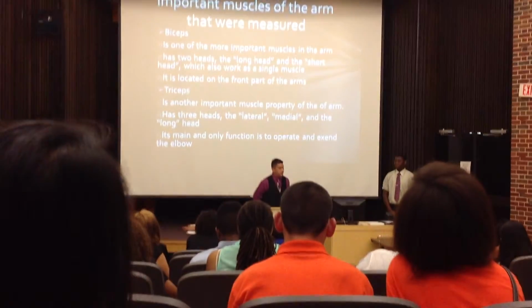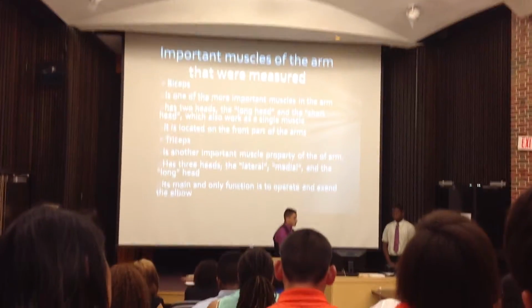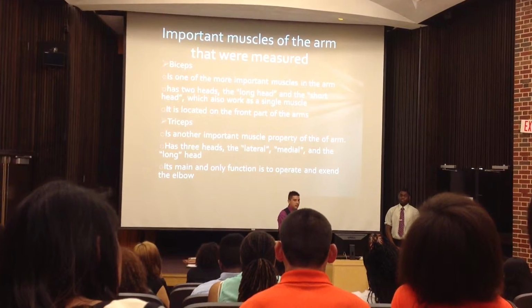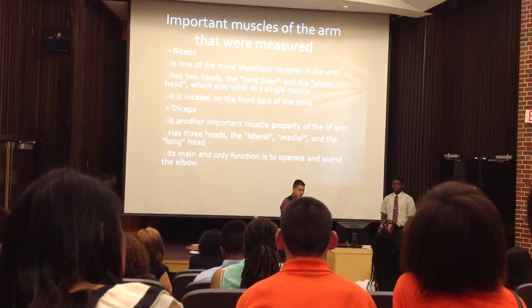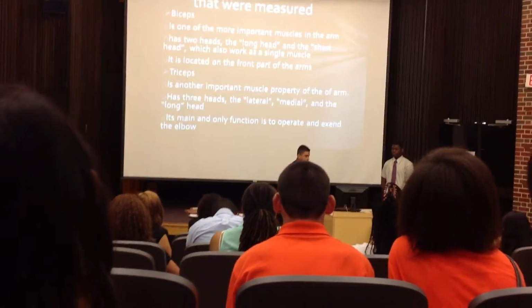Okay, four important muscles of the arm. Basically the two important muscles are the bicep and the tricep. The bicep is split into two heads, the long head and the short head, while the tricep is split into three: the long head, the medial, and the lateral.